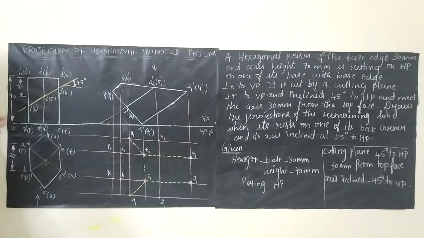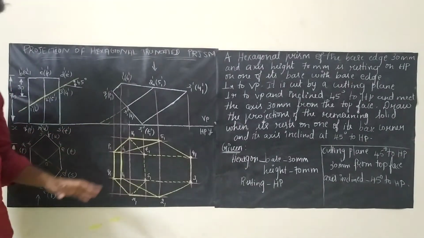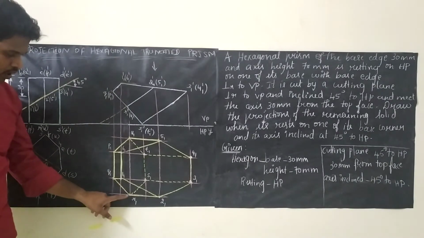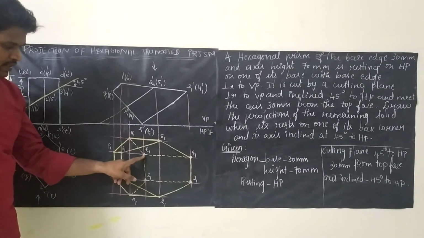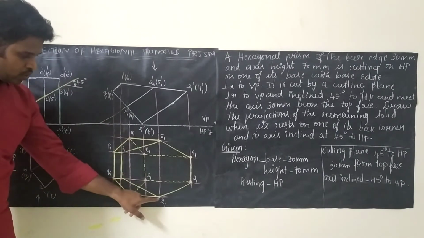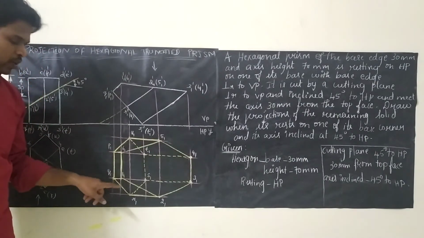Next thing we need to join the remaining edges. See how I am joining. First we will be joining P to Q, Q to R, R to S is hidden, S to T is hidden, T to U is hidden, U to P. Close it up. Next 1 to 2, 2 to 3, 3 to 4, 4 to 5, 5 to 6, and 6 to 1. Close it up.